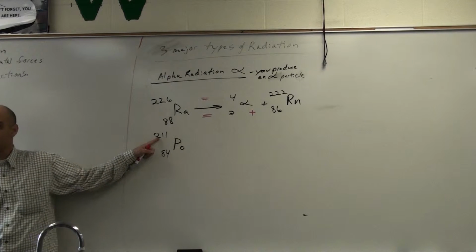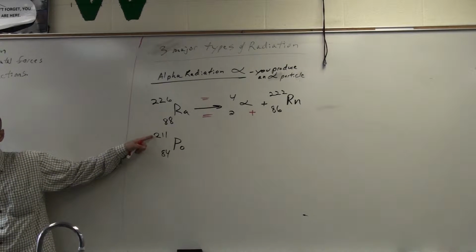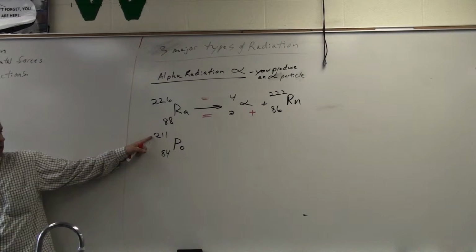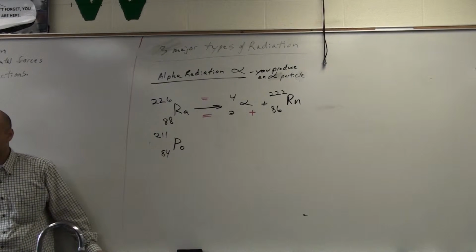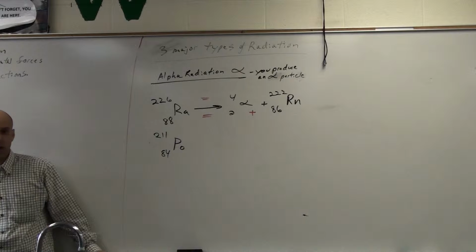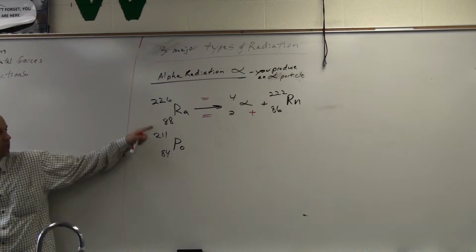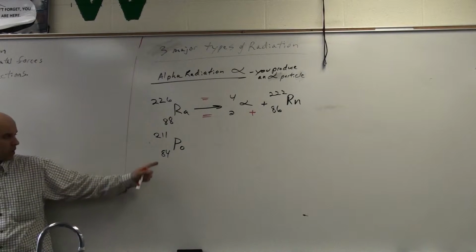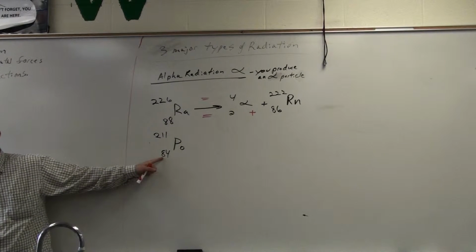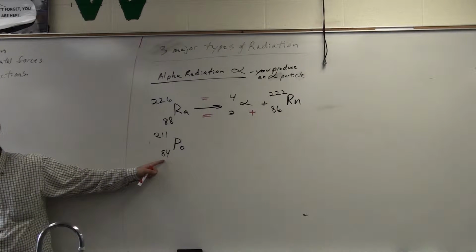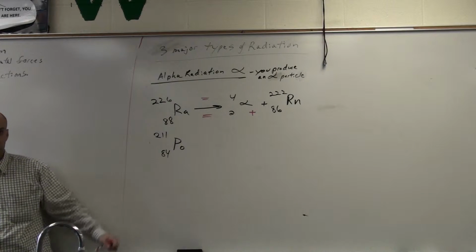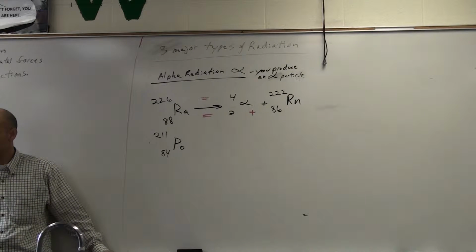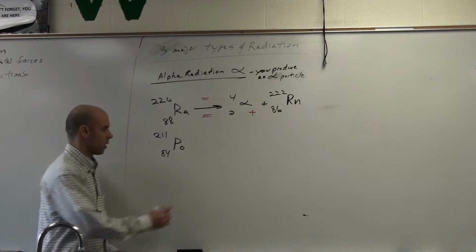This top number can change. That's where I was saying you have to be given the top number. So I've got polonium-211. I made it up. The top number, the mass number, has to be given to you in the problem. The bottom number will always be what it is on the periodic table. So is polonium radioactive? Yes. Okay.